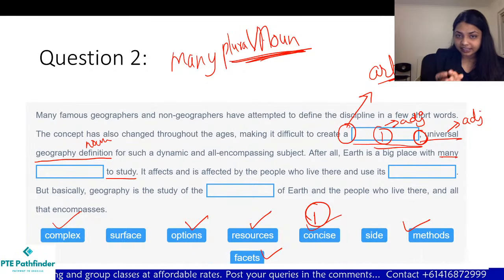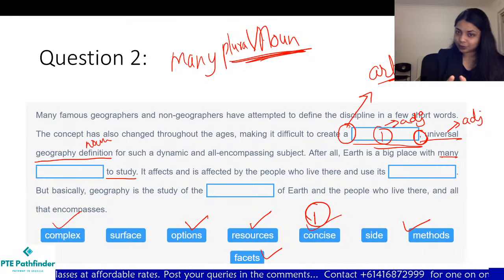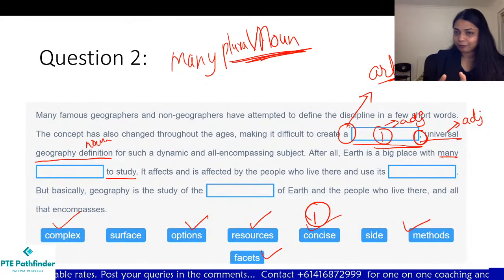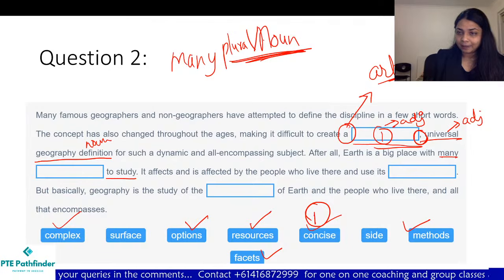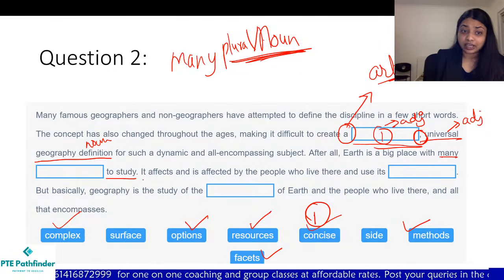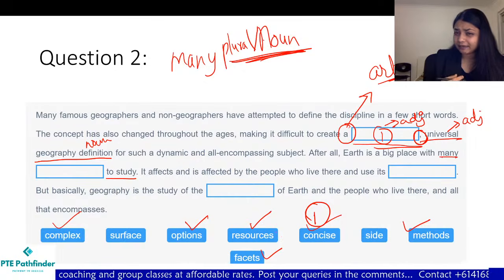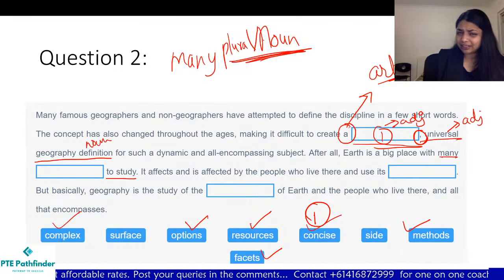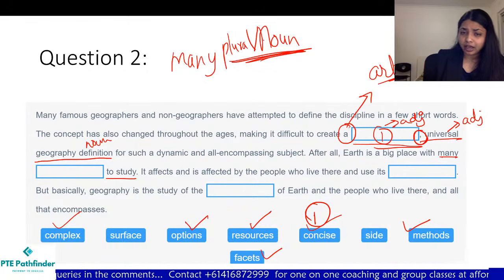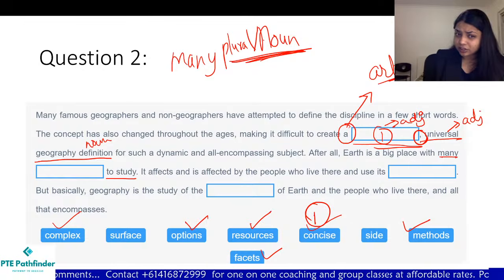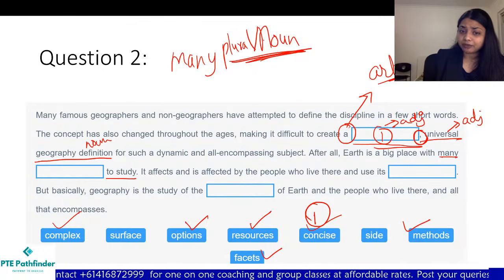Now, if you look at the meaning of the sentence, we are trying to look for a word that is giving us the entire meaning of the sentence. Now, this one is a little bit tricky one, guys, so listen to me carefully. Here, we are saying, after all, Earth is a big place with many dash to study. So many resources to study. Can we study resources? Or with many methods to study. Does Earth has methods? No. Many facets to study? It could be facets.